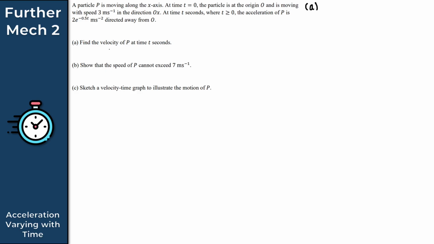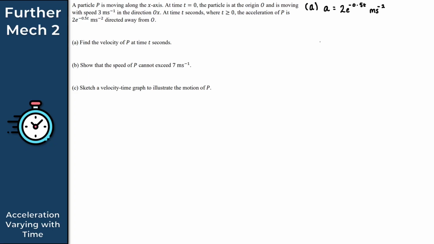For part A, what we want to do is find the velocity of P at time t seconds. To begin with, what we're given is the acceleration of P, that is 2e to the minus 0.5t meters per second squared. So let's make a quick note that the acceleration is 2e to the minus 0.5t. Don't forget the units, that is meters per second squared.